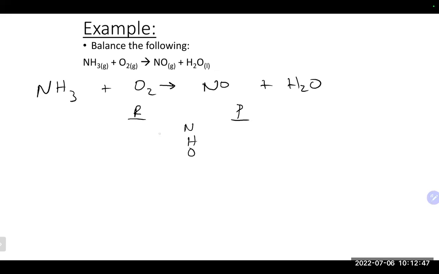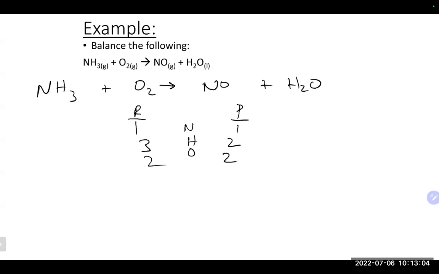All right, one last one here. Balance this guy up. Once again, we do a little table. We got one nitrogen on the left, one on the right. We got 3 hydrogens on the left, 2 on the right, 2 oxygens on the left, and we also have 2 on the right, 1 in each of those guys. So everything's balanced here except for hydrogen.